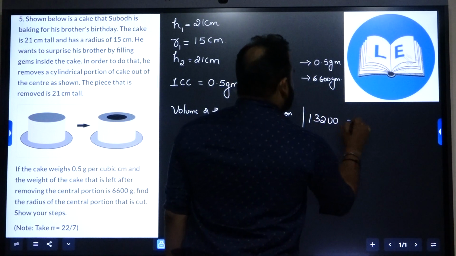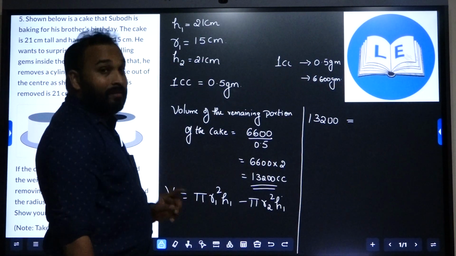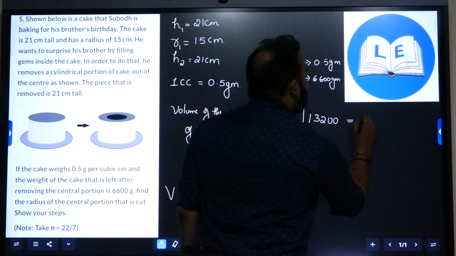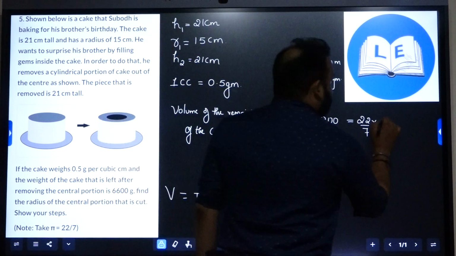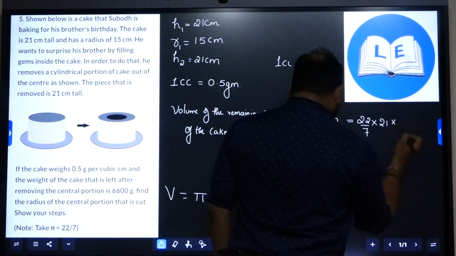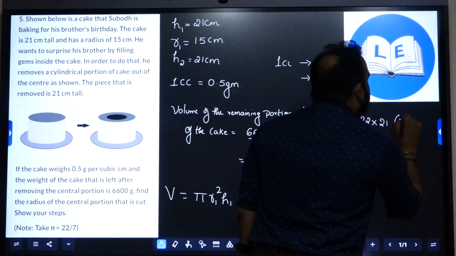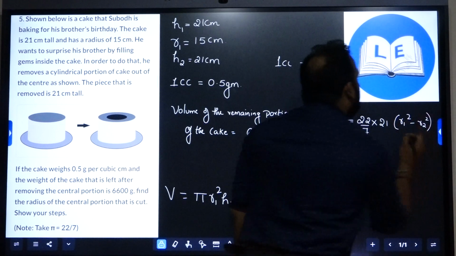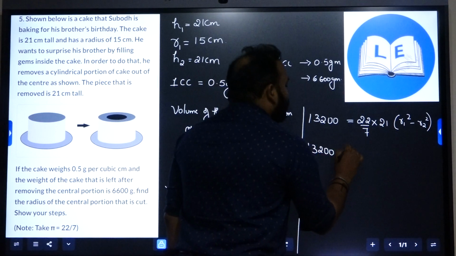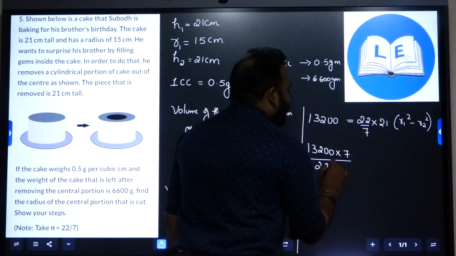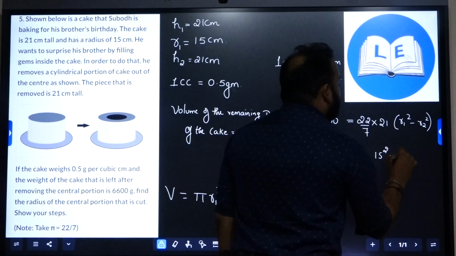13200 centimeter cube is equal to, and you can see children here, since radius is not same, height is same, pi H1 can be taken common. So I will write 22 by 7 and they have given us the value of H1, 21, multiplied with R1 square minus R2 square, and R1 is already given to us. So let's write R1 square minus R2 square. The next step I'll substitute. Let's take the terms to the other side. So 13200 into 7 divided by 22 into 21 is equal to 15 square minus R2 square.